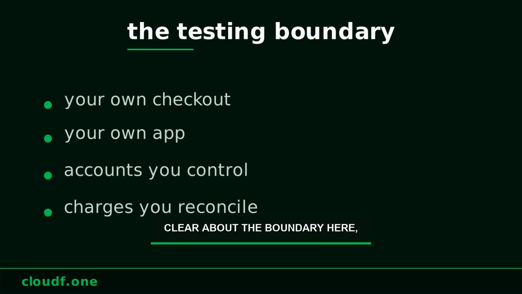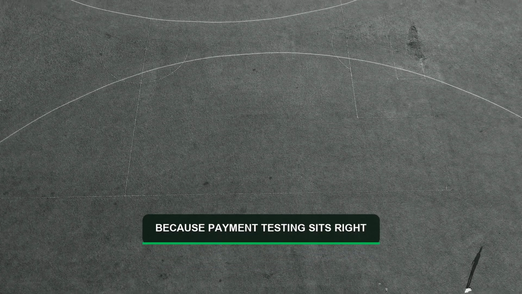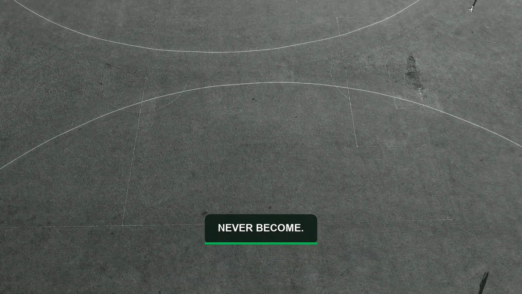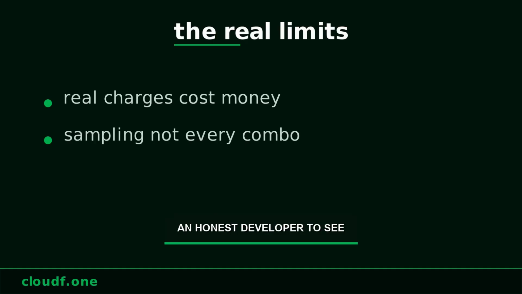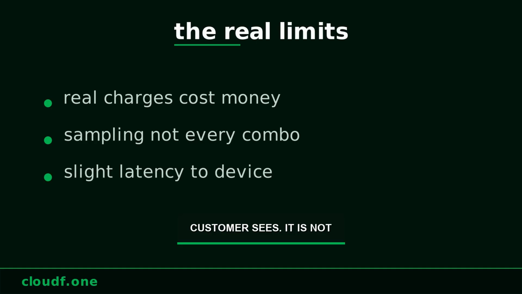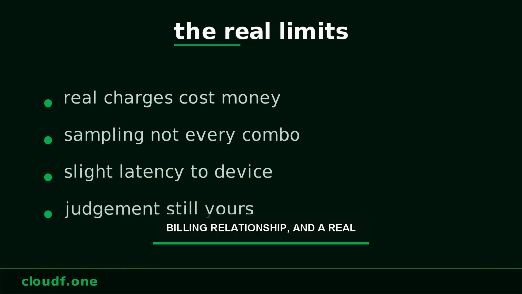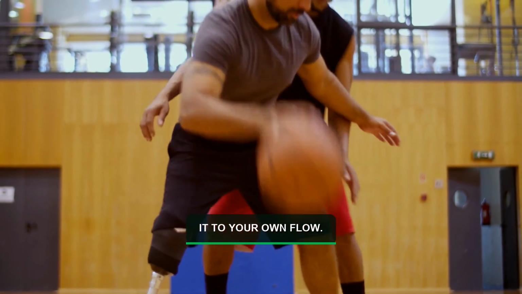I want to be very clear about the boundary here, because payment testing sits right next to things it must never become. This is for testing your own checkout, your own app, your own billing integration, on accounts you legitimately control, with charges you are prepared to pay and reconcile. It is a way for an honest developer to see the payment path a real customer sees. It is not a way to fake purchases, launder charges through someone else's number, or abuse a carrier's billing relationship, and a real device does not make any of that acceptable. The value is that you finally see the truth of your own flow, so keep it to your own flow.